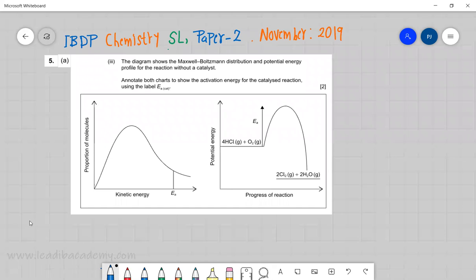Okay, Maxwell-Boltzmann distribution. What it indicates, very simple, is how kinetic energy has been distributed amongst the given sample of gas molecules. It just gives the kinetic energy distribution, and we know each and every molecule is not going to possess the same kind of kinetic energy.